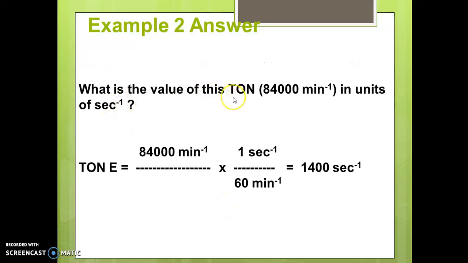And what is the value of the turnover number in units of second inverse? The turnover number of the enzyme is equal to 84,000 minute inverse into 1 minute divided by 60 seconds, that is equal to 1400 second inverse.